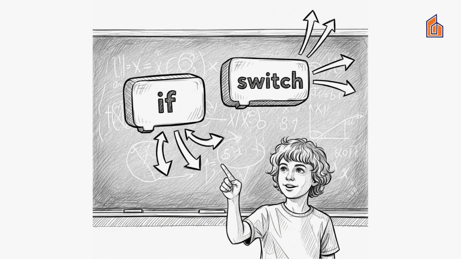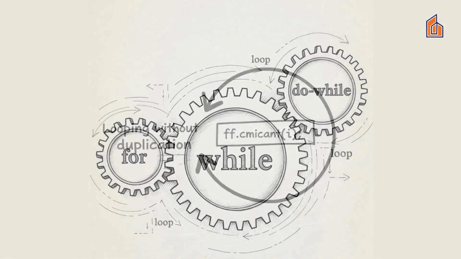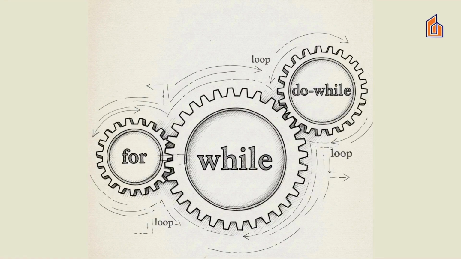In the last class, we learned how to make Java make decisions with if and switch. But what if we want Java to do something over and over again without copying and pasting the same code? That's where loops come in. Today, we will learn three kinds of loops: for, while and do while.